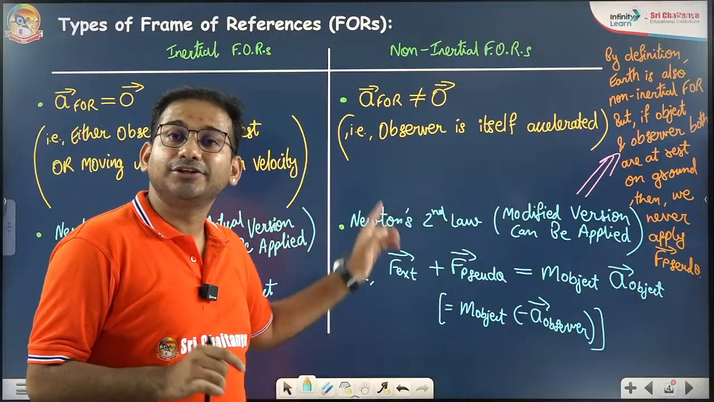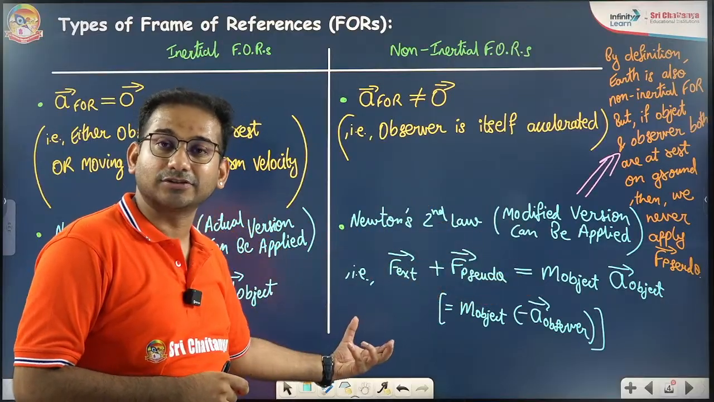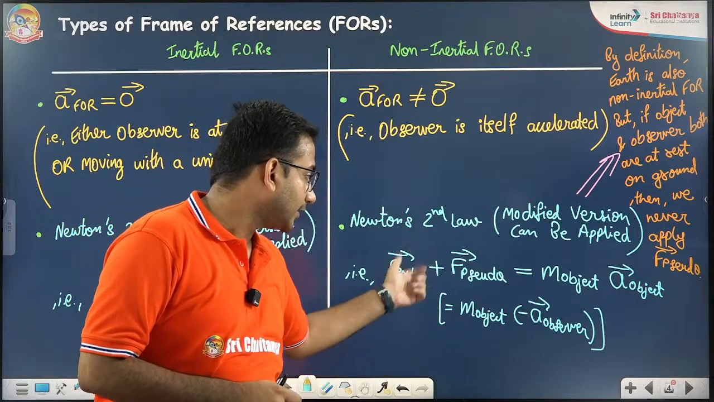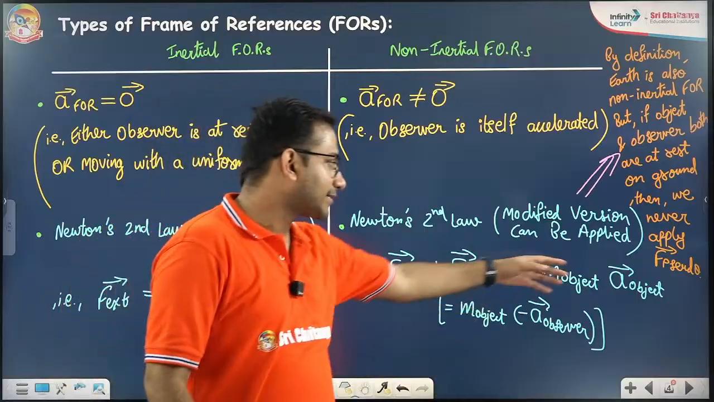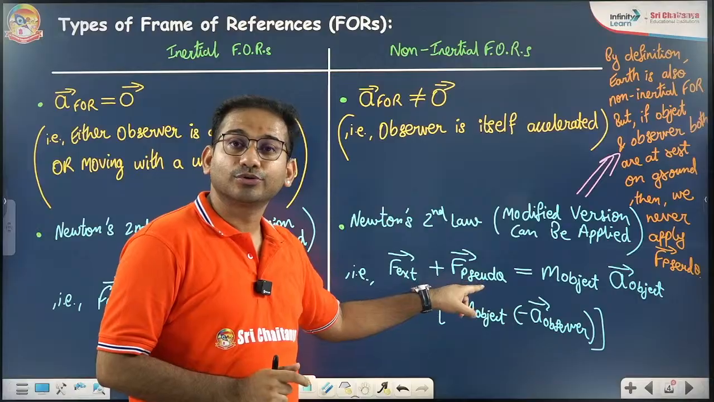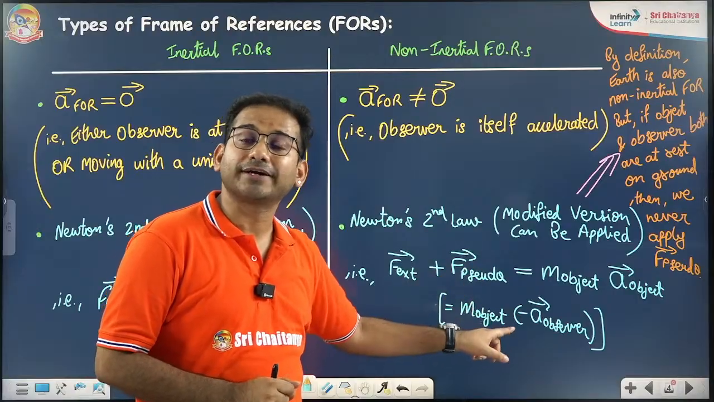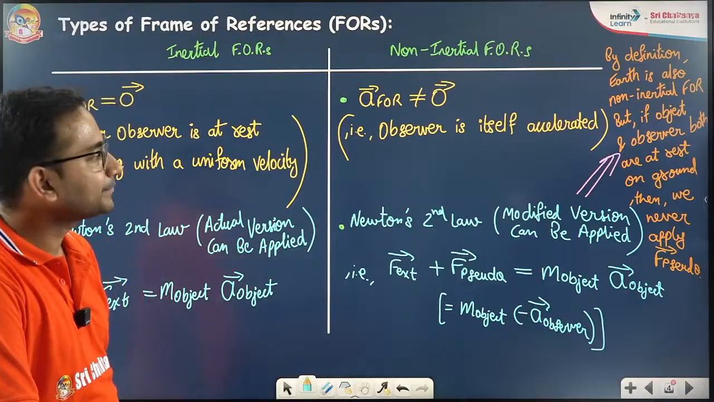in that case, the Newton's second law's modified version can be applied, which means you will say net external force plus pseudo force will be m into a, mass of object, acceleration of object. But here when you write pseudo, then pseudo force will be mass of object into minus of acceleration of the observer. I think that's clear. All right.